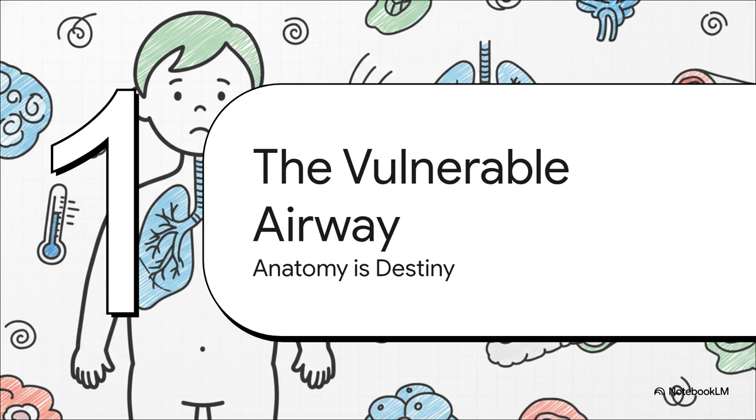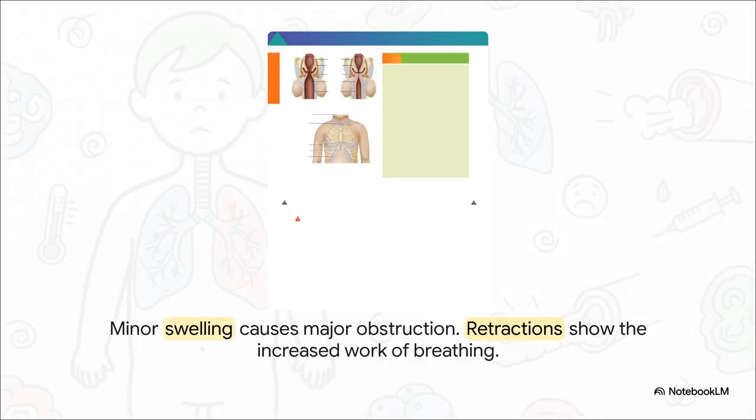First up, we have to understand the battlefield. In pediatric respiratory care, a kid's unique anatomy really does dictate how a disease is going to play out. It's the reason why just a tiny bit of inflammation can have absolutely catastrophic results. Now look at this. This shows the problem so clearly.